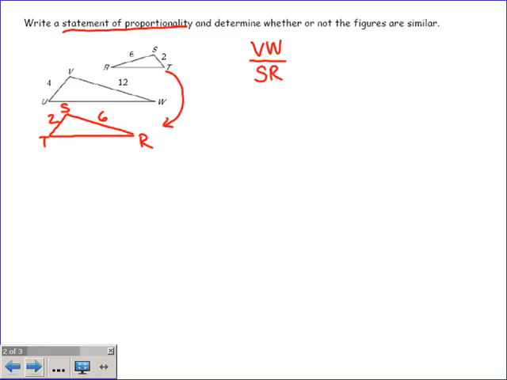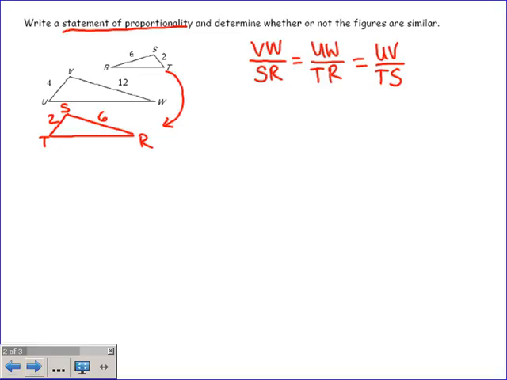And I think it's a lot easier to see that with the red triangle than the other one, to kind of flip around your perspective. If I was to pick another one like UW, what would that be related to? TR. And that seems to work. And the last one, if I picked like UV, TS, probably, like so. Okay?